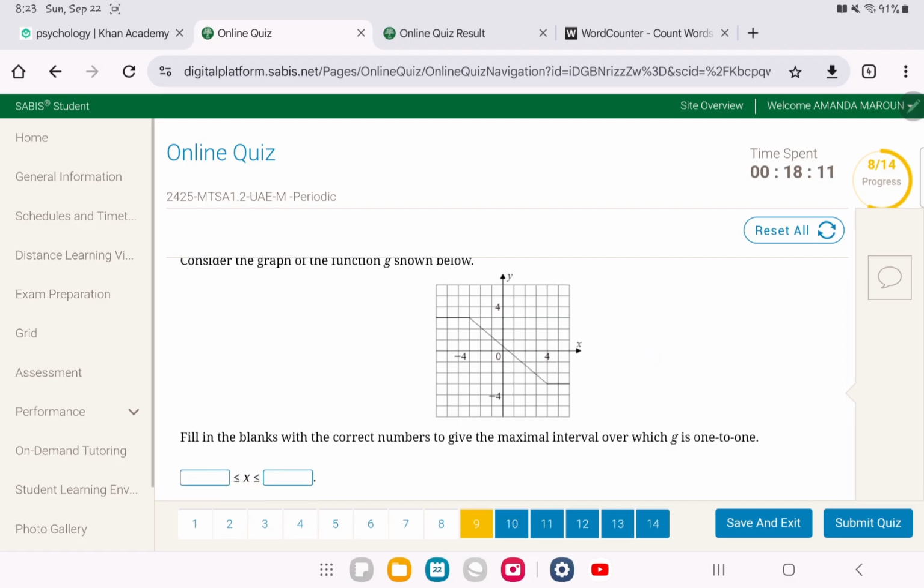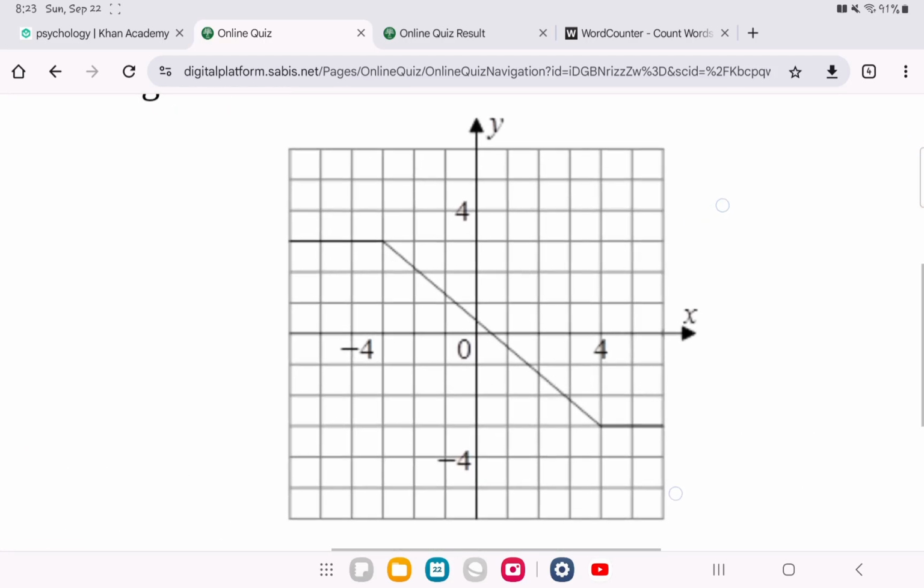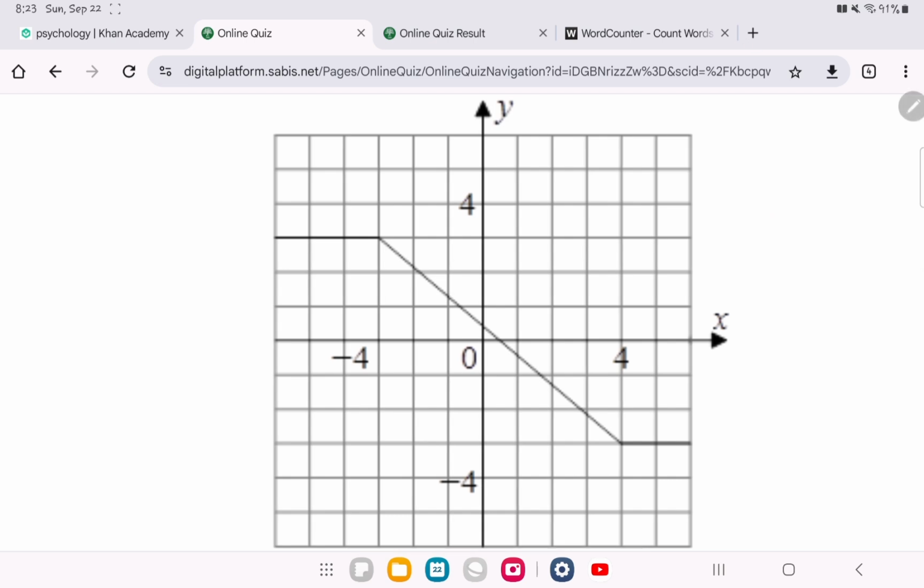Consider the graph of the function g shown below. Fill in the blanks with the correct numbers to give the maximal interval over which g is 1 to 1. When g is 1 to 1, we said we have to do the horizontal line test. So if you notice here, if we do the horizontal line test, this over here, and if you do it over here as well, and this over here, they are not 1 to 1.